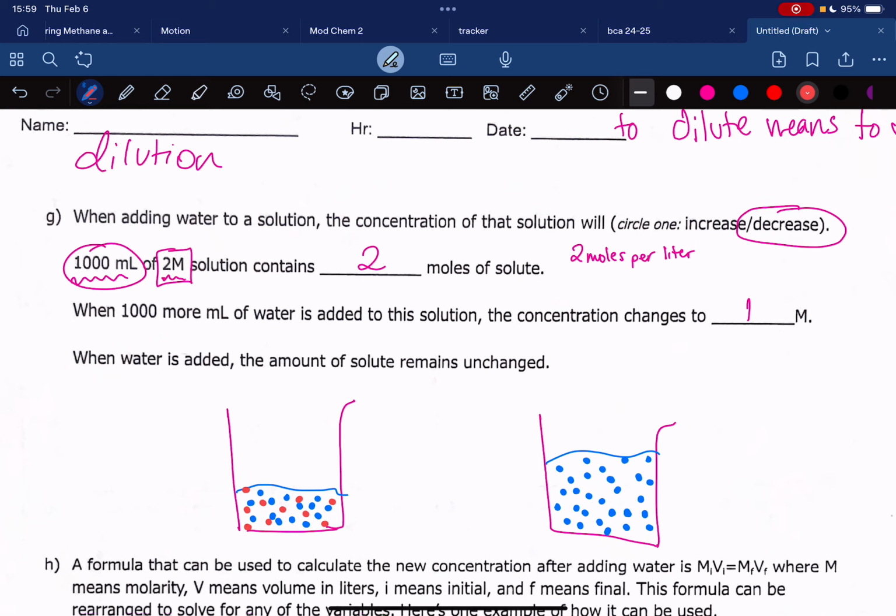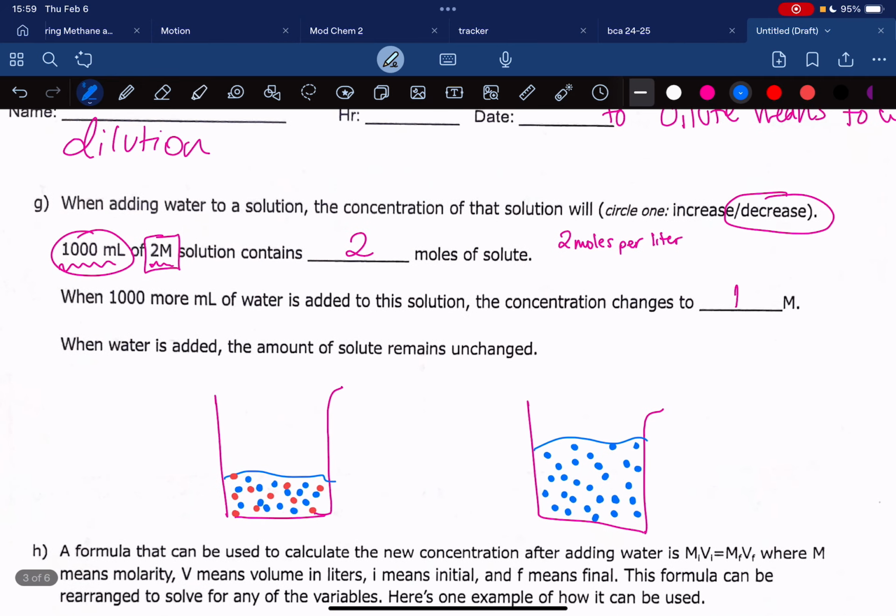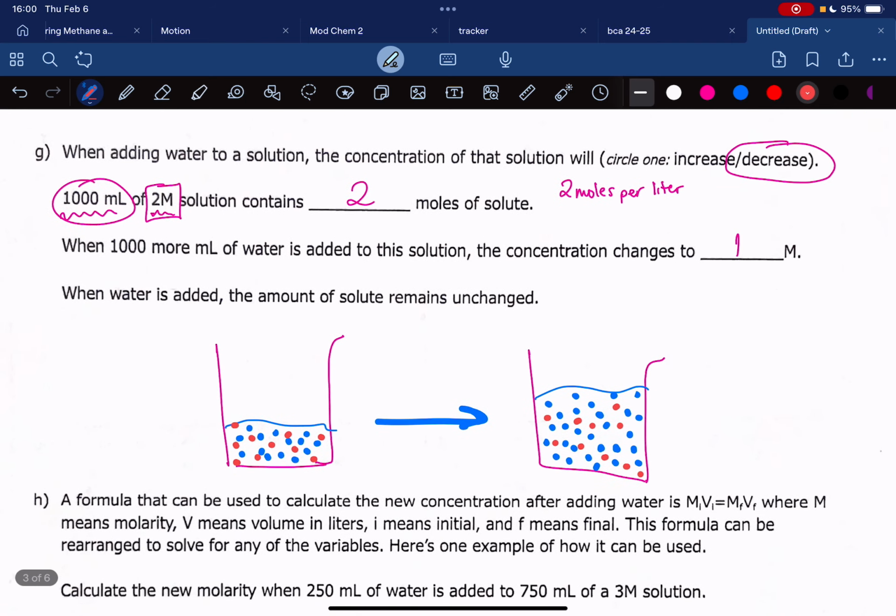When I add water to my beaker, and then my new beaker looks like this, I'm still going to have the same number of these little red dots. Right? But you can tell that the concentration of my solution has decreased because I have a different ratio of solute to water. The amount of solute remains unchanged.